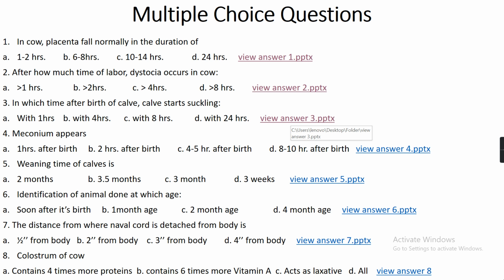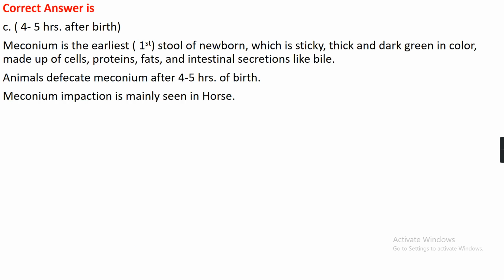Question number 4. Meconium appears: option A, 1 hour after birth; option B, 2 hours after birth; option C, 4-5 hours after birth; or option D, 8-10 hours after birth. The right answer is 4-5 hours after birth.